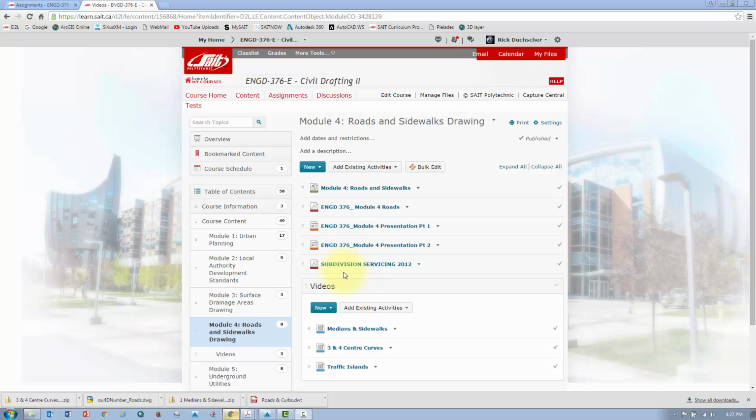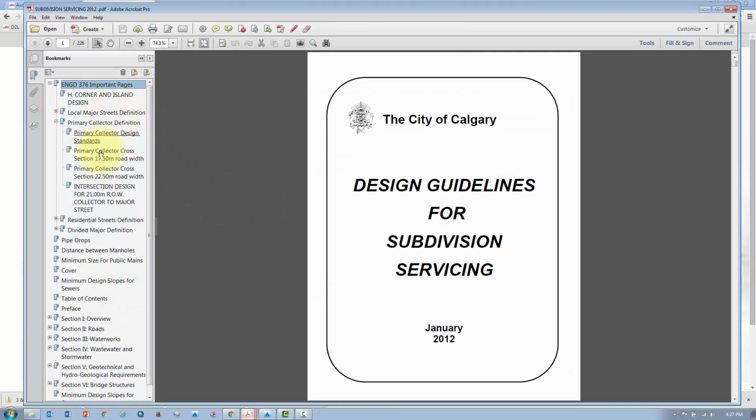Alright everybody, so we're really going to need this document here, the Subdivision Servicing Guidelines 2012 from the City of Calgary. You can also get this document on the D2L, or sorry, the City of Calgary site, but I would use the one off D2L because I put some bookmarks in there for you guys to make it easier to navigate around because it's quite a large document and there's a lot of information in there.